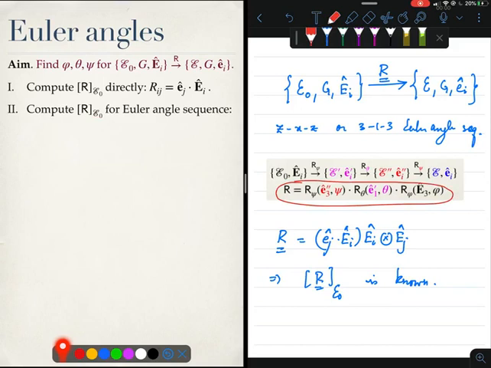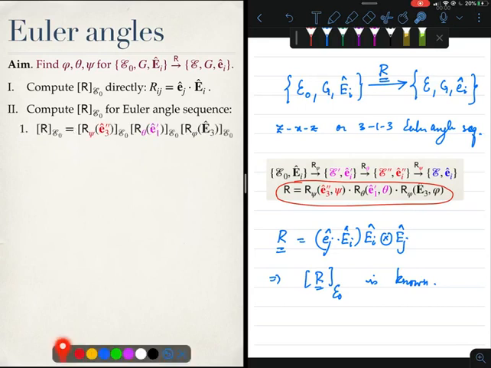Okay, we have chosen the ZXZ or 313 Euler angle sequence, and we know that the rotation tensor R can be written in this form. In this form, phi, theta, psi occur automatically. So if we can write R in terms of R psi, R theta and R phi, then we may be able to equate this and get equations for phi, theta and psi. That's how we are going to solve the problem. Okay, so let's do that.